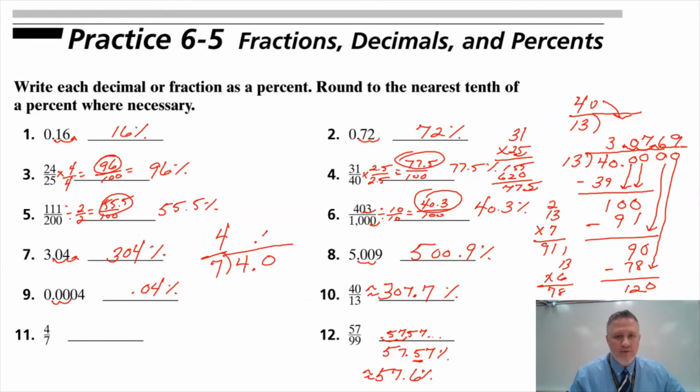Okay, it's going to go in 5 times. That gets you 35, right? I get 5 left over. Add a 0, bring it down. How many times can 7 go into 50? 7 times. I get 49, 1 left over.